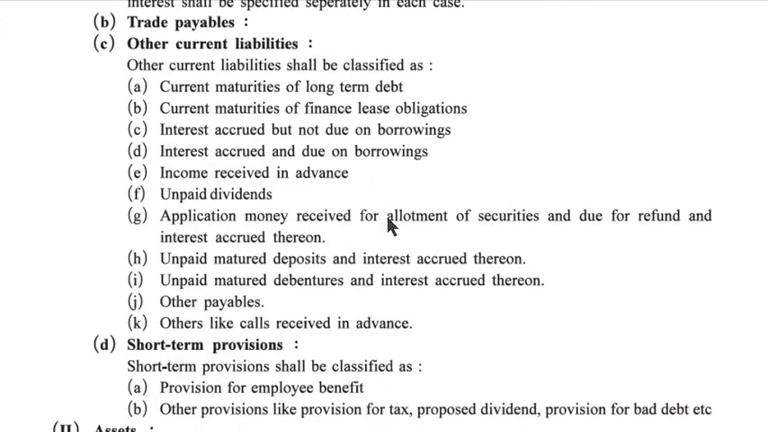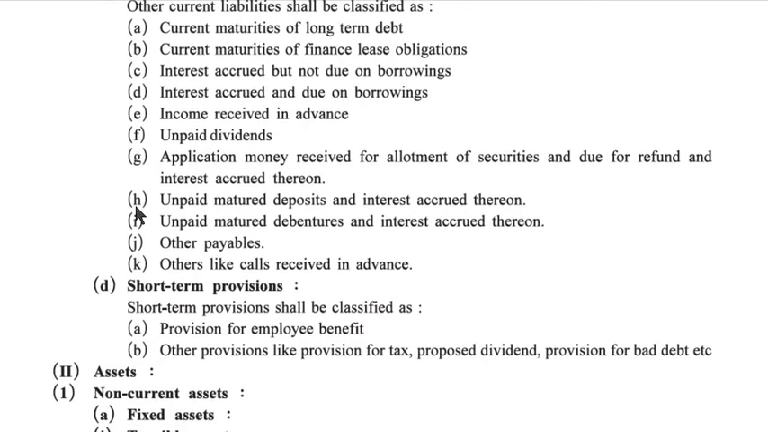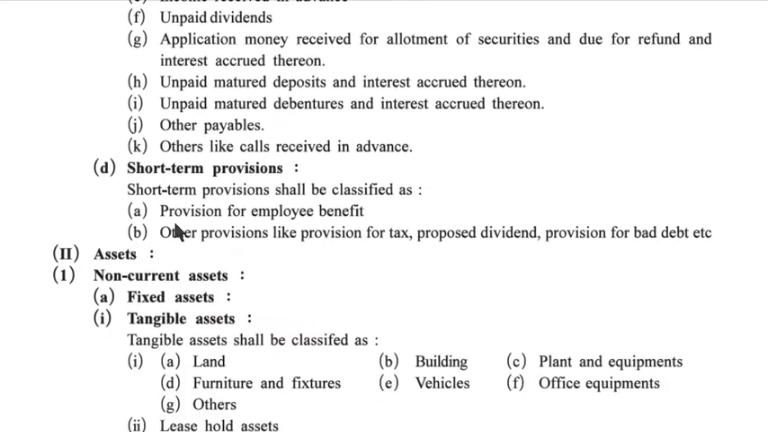G, application money received for allotment of securities and due for refund and interest accrued thereon. H, unpaid matured deposits and interest accrued thereon. I, unpaid matured debentures and interest accrued thereon. J, other payables. K, other items like calls received in advance. Short-term provisions. Short-term provisions shall be classified as A, provision for employee benefits. B, other provisions like provision for tax, proposed dividend, provision for bad debts, etc.